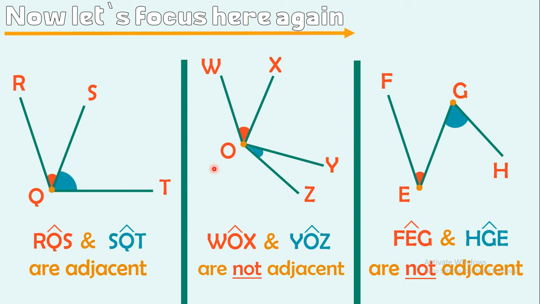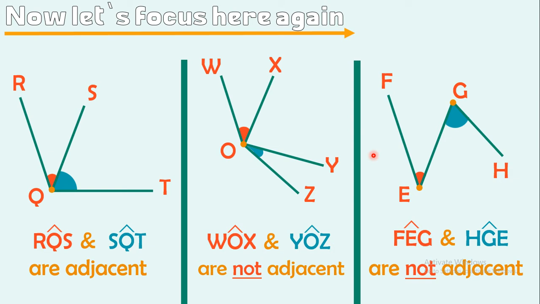Let's move to figure 2. These two angles, WOX and YOZ, are not adjacent because, first of all, they have a common vertex O, but they don't have a common side in between them. So that's why they are not adjacent.